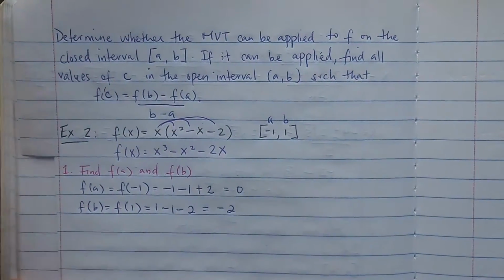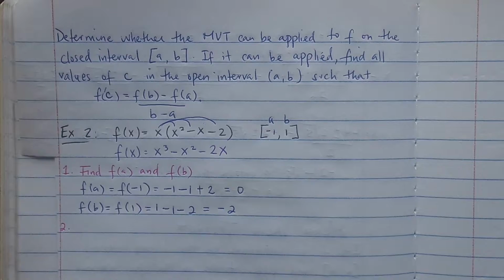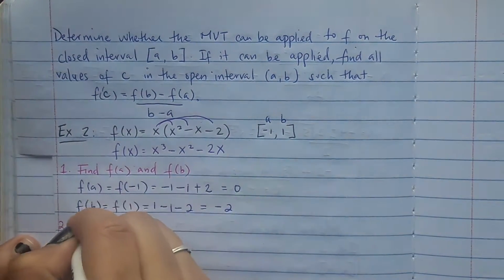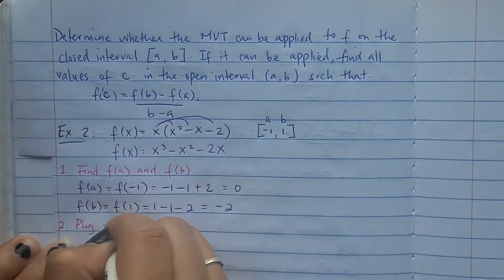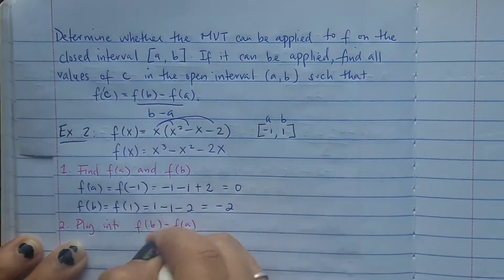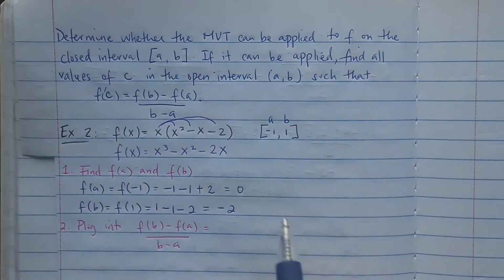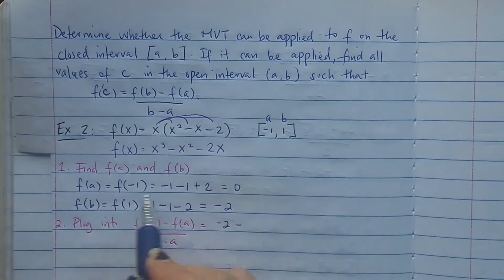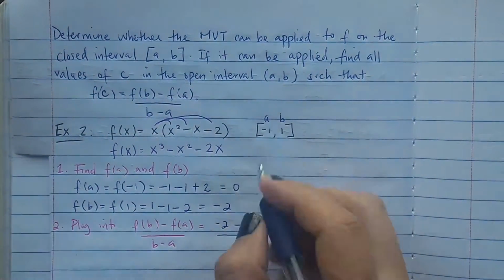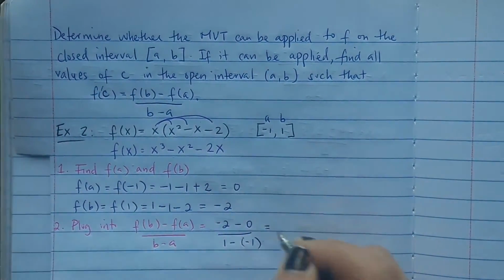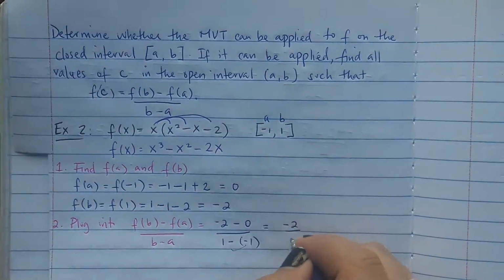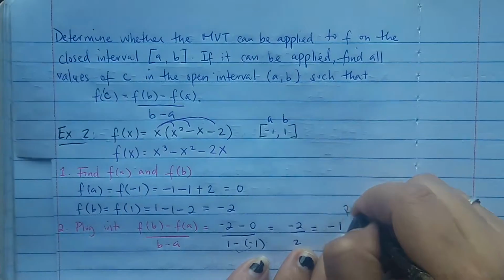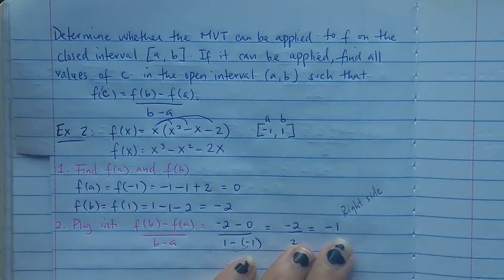Alright, so finding the slope of the secant, step 2 would be plug it into the slope formula, which is change in y over change in x. In other words, f of b minus f of a over b minus a. So f of b is -2 minus f of a, which is 0, over b, which is 1, minus -1, which is a. So that's going to give me negative 2 over positive 2, which is negative 1. Alright, so the slope of the secant line is negative 1. So that's the right-hand side of the equation.